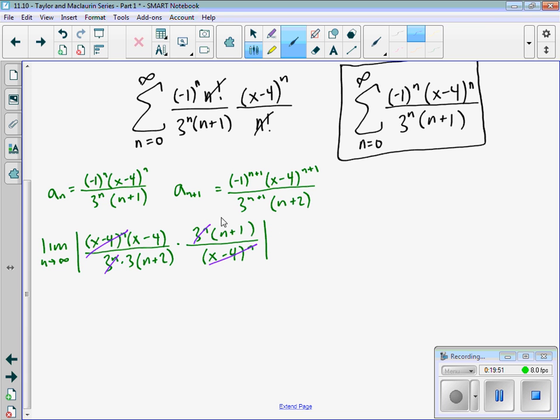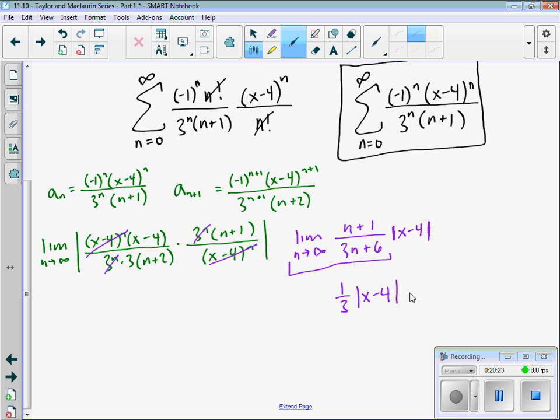The x has to stay in the absolute value, so we end up with the limit. Don't forget about the 3 down here, so we have n plus 1 on top over 3n plus 6, you could write, or you could leave that in parentheses. It's up to you. And then the absolute value still has the x minus 4 there. Does that look okay to everyone? What is this limit going to? A third, right? So we've got 1/3 the absolute value of this.